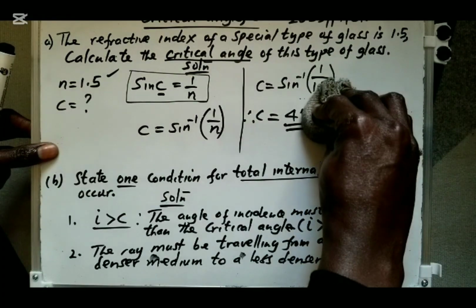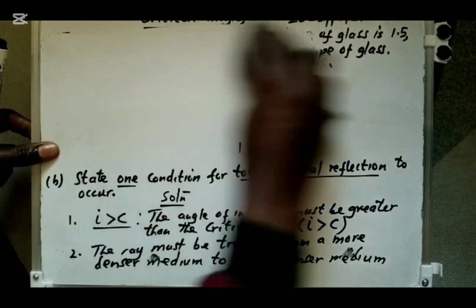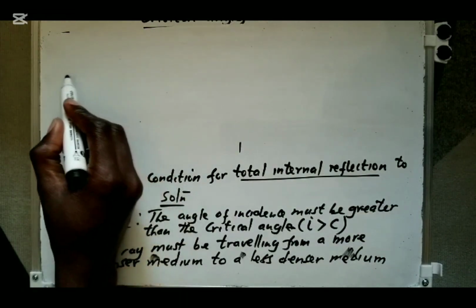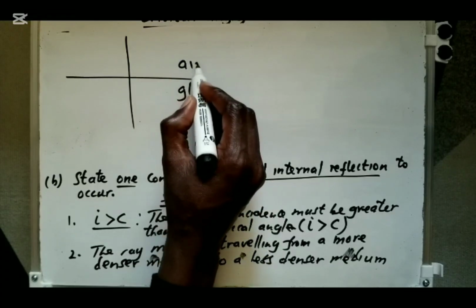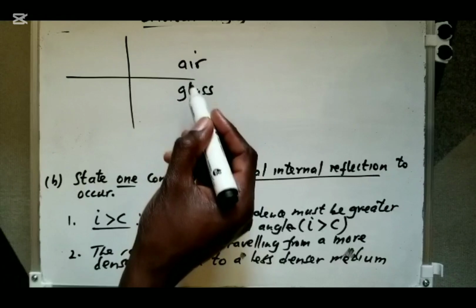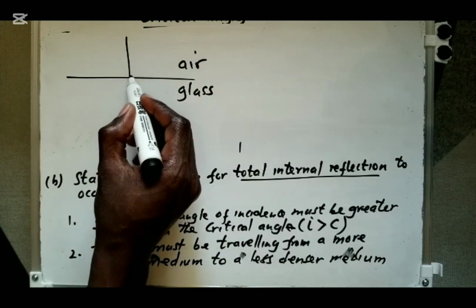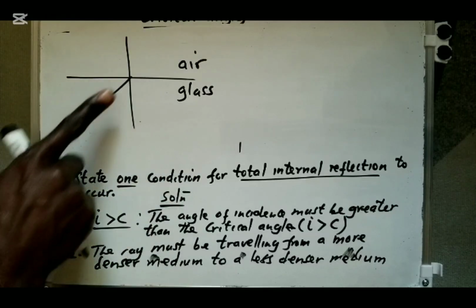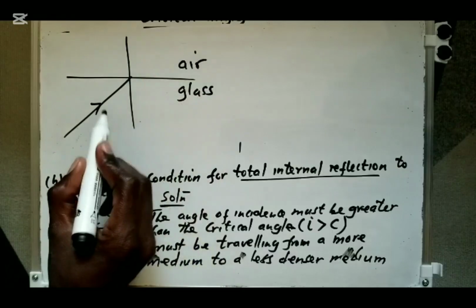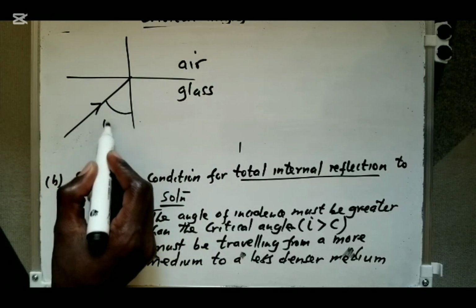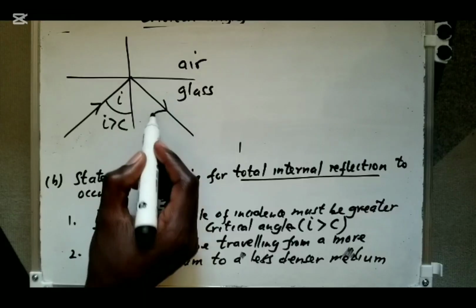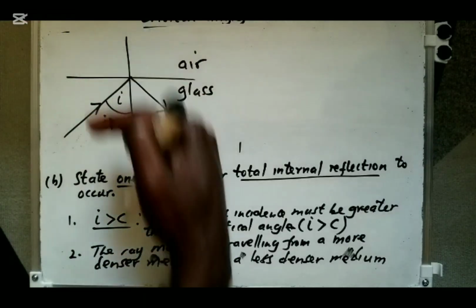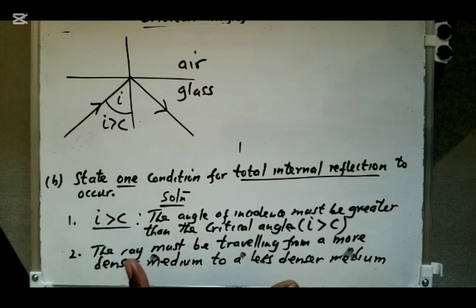Now just to help amplify, let me clean up so that you are able to see what I mean. In this case, let's take for example, this is glass and this is air. Glass is more dense than air. So the ray must be traveling from glass going into air. Then if this angle of incidence is greater than the critical angle, then all the light is going to be reflected back into the denser medium. That's what I mean when I talk about these two conditions.